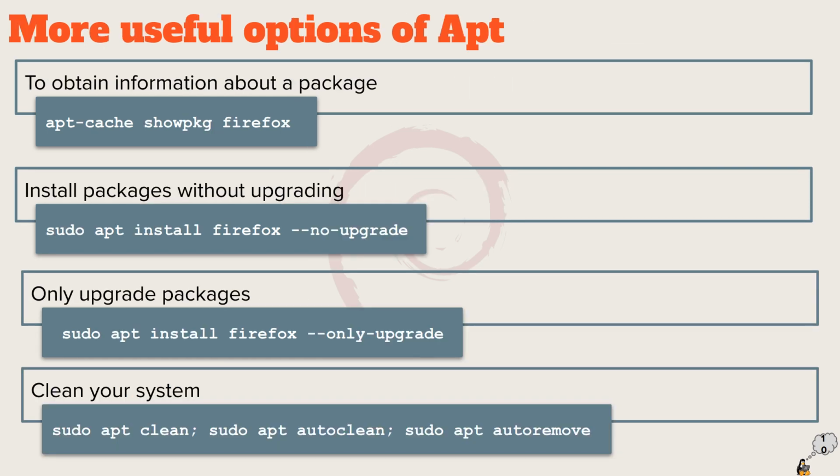Now, more useful options of apt. If you want to obtain information about a particular package, we can use the show package option of apt-cache, and it will show you more information about a particular package. This is very useful because sometimes you look for a package and you find the name too cryptic, and you're like, what does this do? Well, you can get more information about it by using the apt-cache show package command.